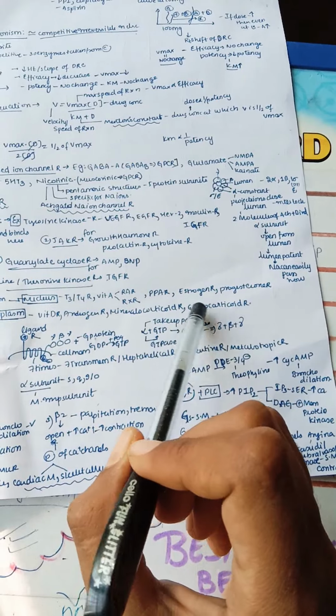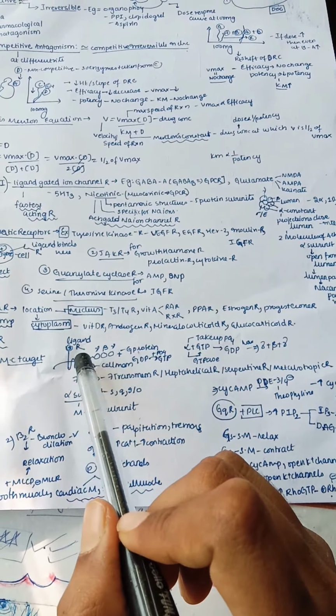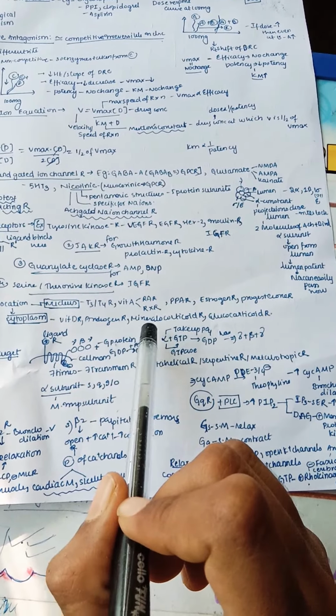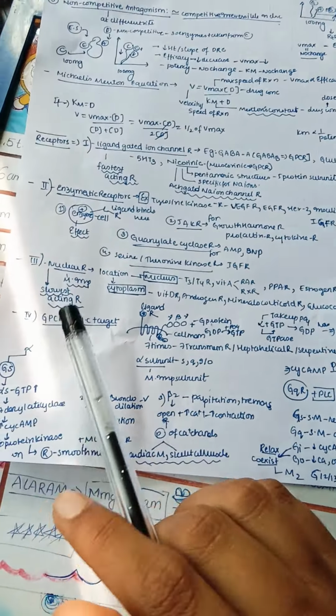receptors, PPAR, estrogen receptor, progesterone receptor. And coming to the cytoplasm, we have vitamin D receptor, androgen receptors, mineralocorticoid receptor, glucocorticoid receptor. So all these are the cytoplasmic receptors.